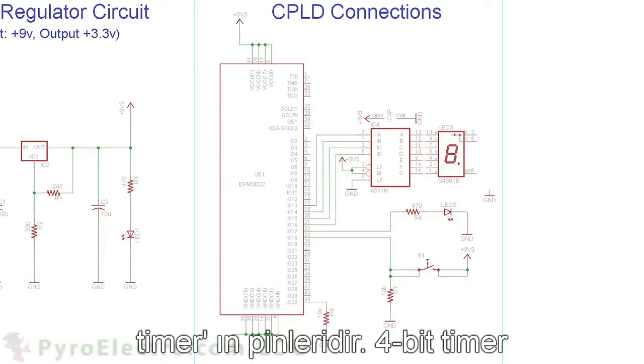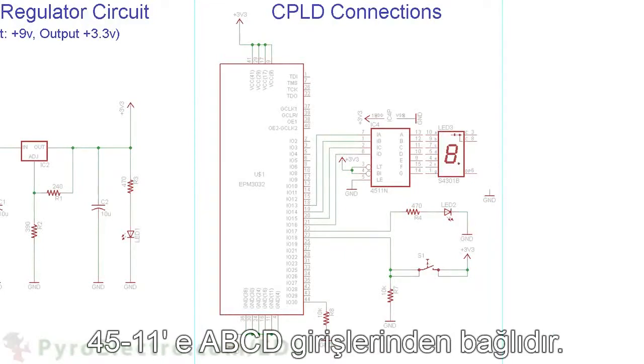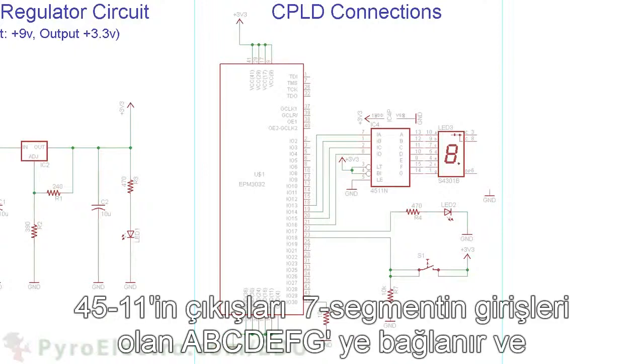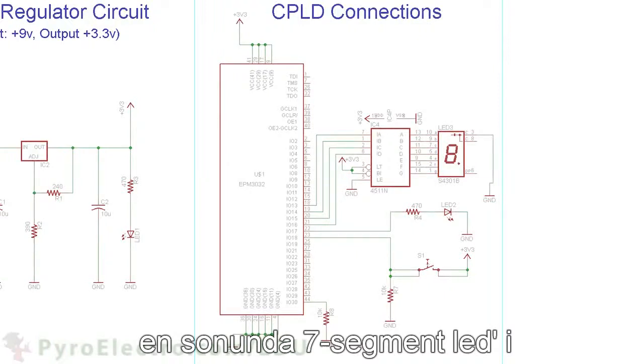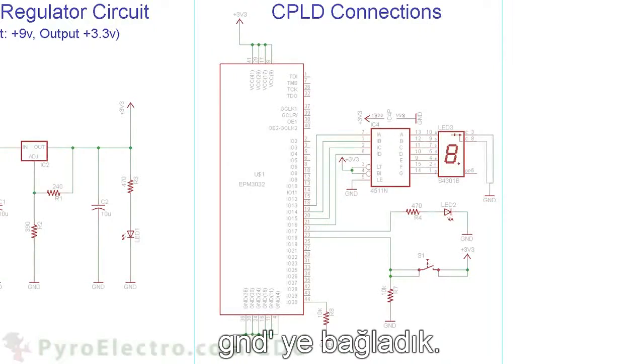Pins 18 through 21 are the 4-bit timer output connecting to the 4511 ABCD inputs. Then the 4511 outputs connect to the ABCDEFG 7-segment inputs, and finally we connect the 7-segment LED to ground.